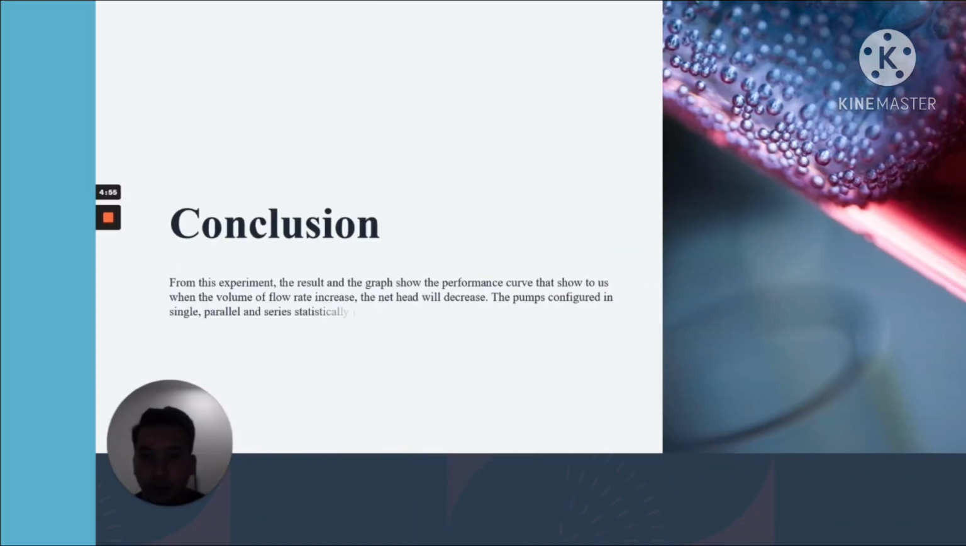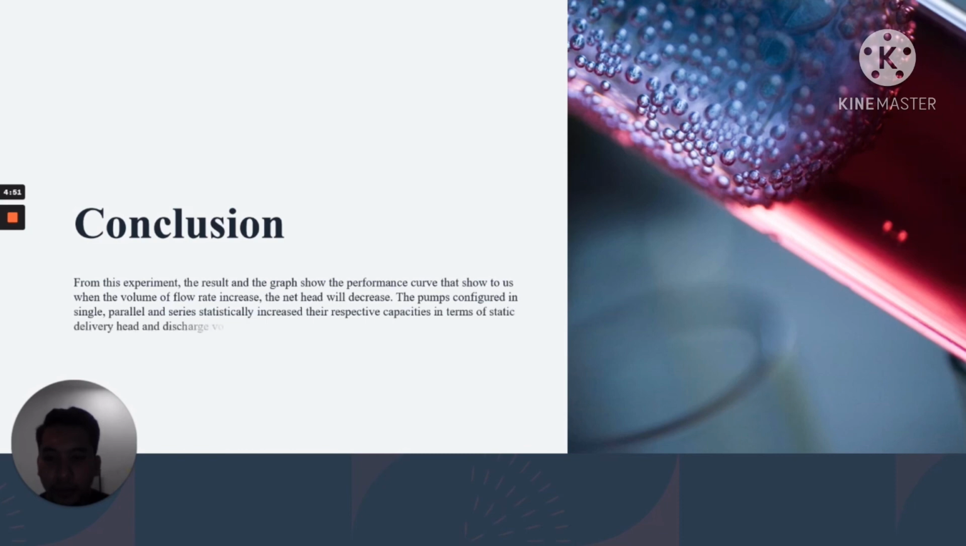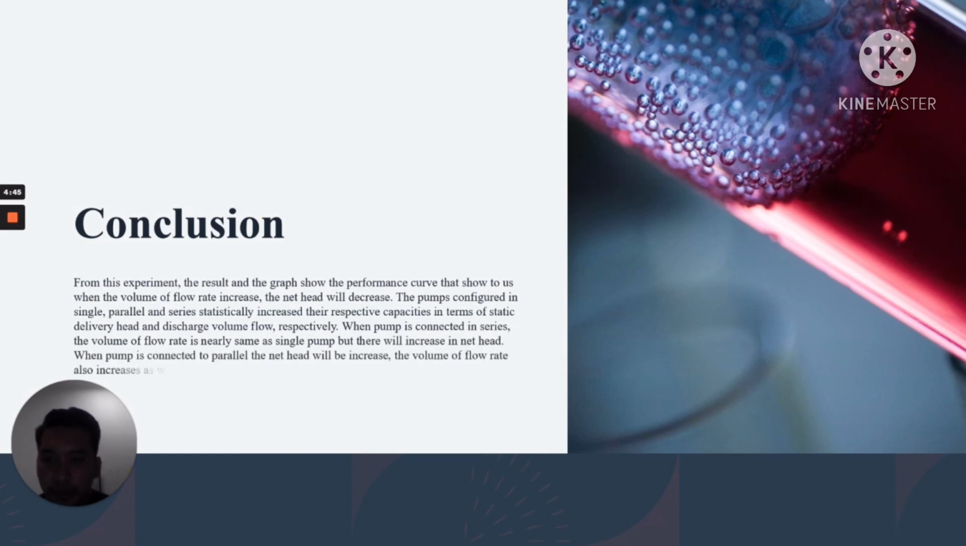Thank you, doctor. Here I want to present the conclusion. From this experiment, the results and the graph show the performance curve, which shows us that when the volume flow rate increases, the net head will decrease. The pumps configured in single, parallel and series statistically increase their respective capacities in terms of static delivery head and discharge volume flow respectively. When pumps are connected in series, the volume flow rate is nearly the same as a single pump, but the net head will increase.